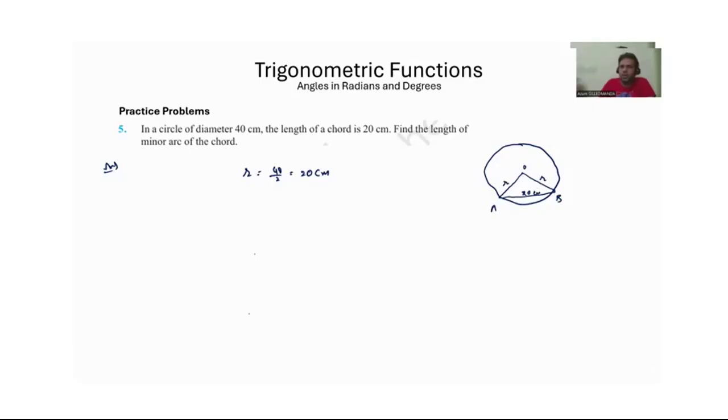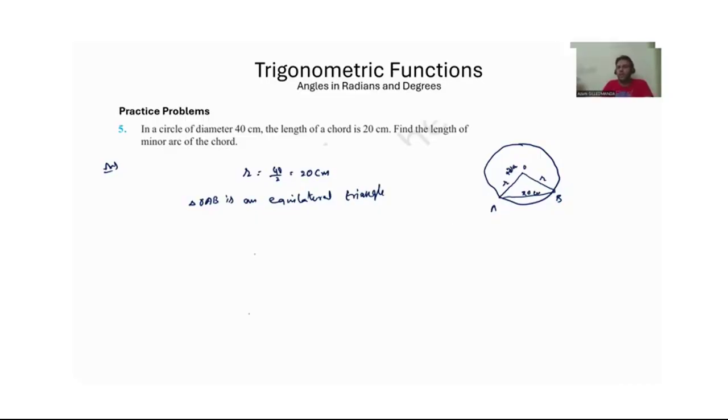So delta OAB is a triangle. What is R? R is also 20 centimeters here. So can I say this is an equilateral triangle? We can say delta OAB is an equilateral triangle. So that's a good point, this forms an equilateral triangle.